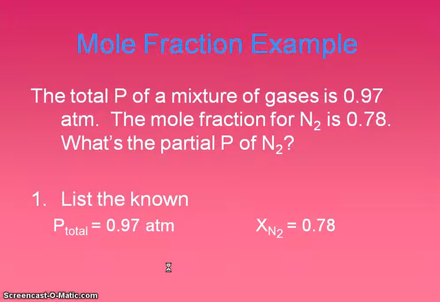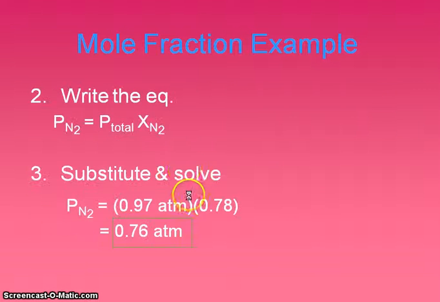So here's a sample. This one tells us the total pressure of a mixture of gases is 0.97 atms. The mole fraction for nitrogen is 0.78. What's the partial pressure of nitrogen? So we know P total, and we know the mole fraction of nitrogen. So we need to solve for the partial pressure. So writing out the equation, the partial pressure of nitrogen is going to be equal to P total times our mole fraction of nitrogen. When we plug in our values, our 0.97 atms for the P total, and then our mole fraction does not have any units because it would be moles divided by moles. So we multiply those two together and get the individual pressure of nitrogen as 0.76 atms.